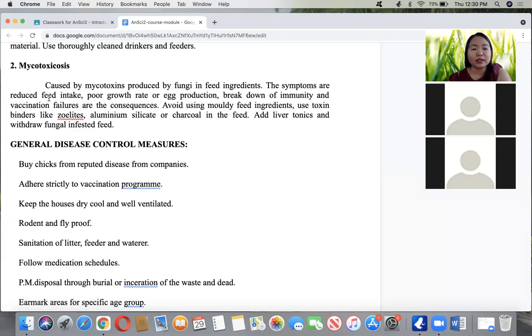So, ang symptoms is reduced food intake, poor growth rate or egg production, and breakdown of immunity and vaccination failures. So you should avoid moldy feed ingredients or use toxin binders like zeolites, aluminum silicate, or charcoal sa feed, and then add liver tonics and withdraw fungal infested feed.